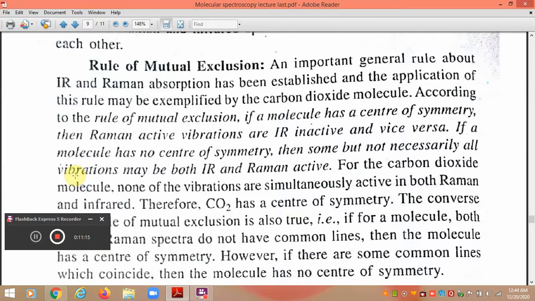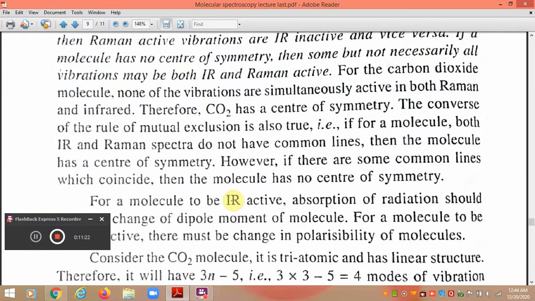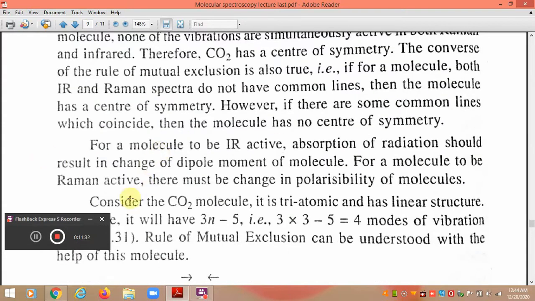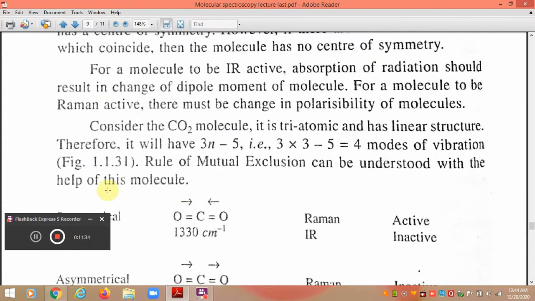So here we will talk about one example in which the center of symmetry is present, and the example is the carbon dioxide molecule, which has a center of symmetry. So here the converse of this rule of mutual exclusion is also true. The molecule which has a center of symmetry is given by the CO2 molecule. So we'll talk about the CO2 molecule.